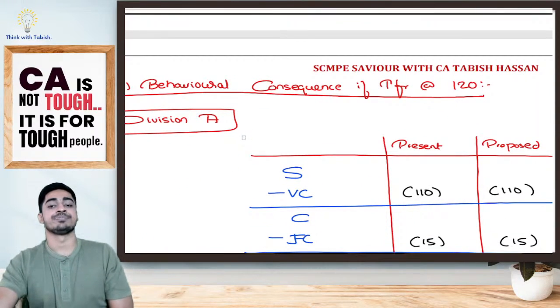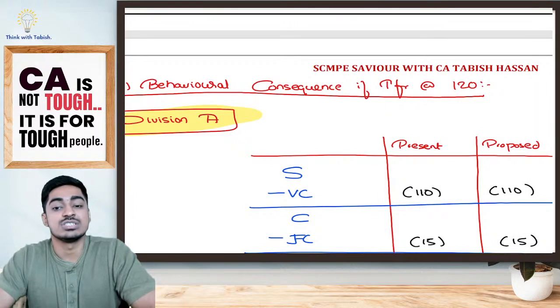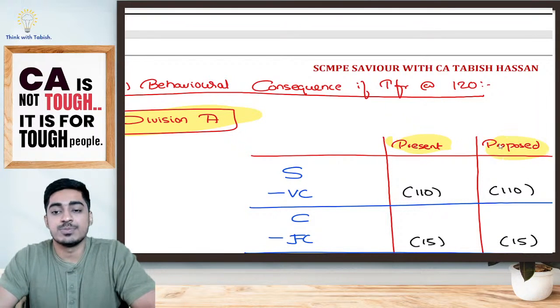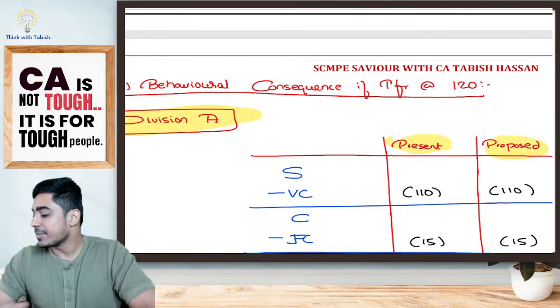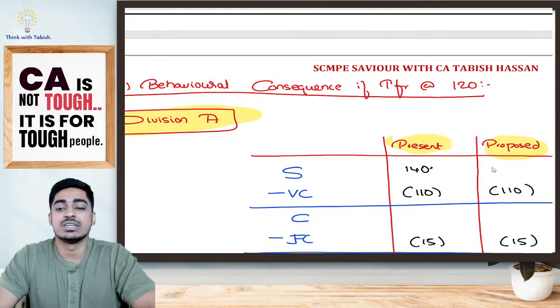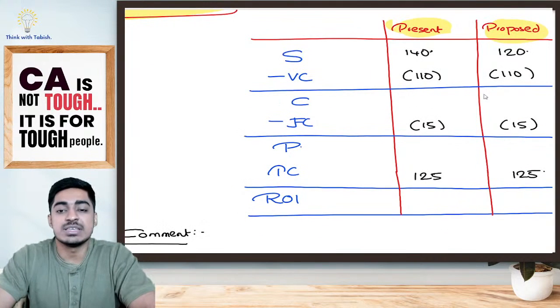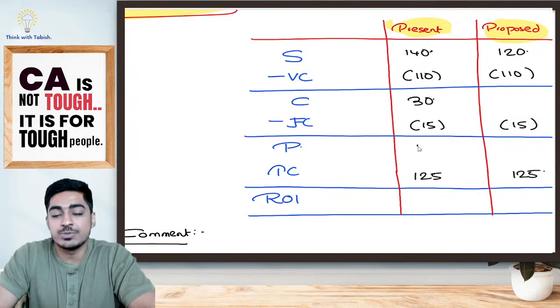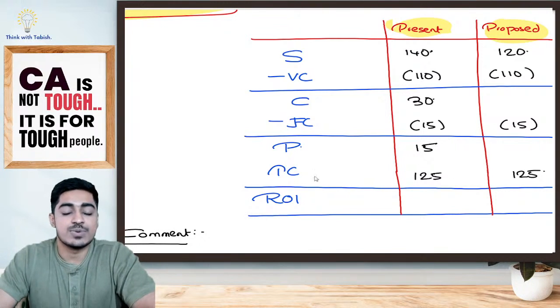Behaviorally, what happens? First, Division A. Division A will tell how much loss it is incurring, present and proposed. At present, it was selling at 140 rupees. But in future, if it is making an internal transfer, it will be in a position to charge only 120 rupees. At present, it was earning a contribution of 30 rupees minus fixed cost of 15 rupees. It was earning a profit of 15 rupees. Total cost is 125.